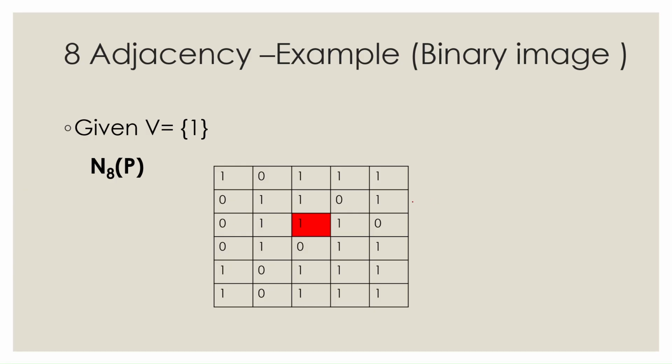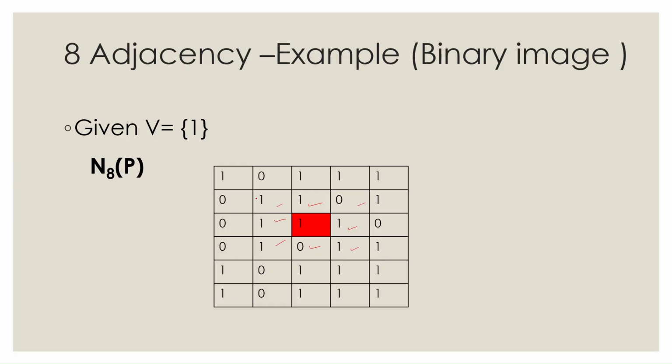Now let us consider a binary image. In the binary image, we have zeros and ones and the set value which we have defined is 1. Now we have to check for the 8 neighbors of the pixel P. Let's take this pixel as P, which is marked in red as a reference value. Now we are going to check the 8 neighbors. So the 8 neighbors include top, bottom, left, right as well as the diagonal elements. So all the 8 pixels surrounding the center pixel are considered as the 8 neighbors of this pixel P.